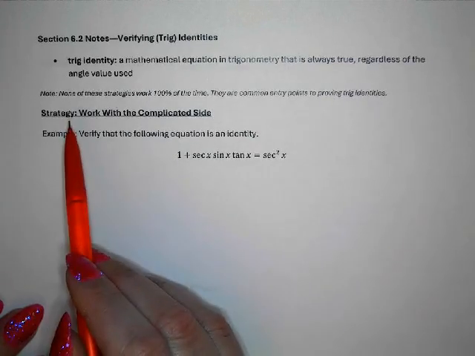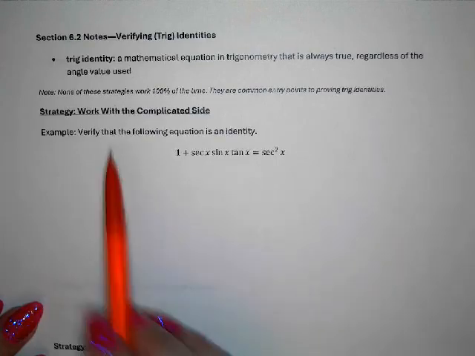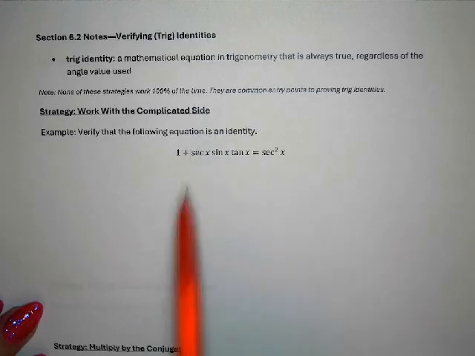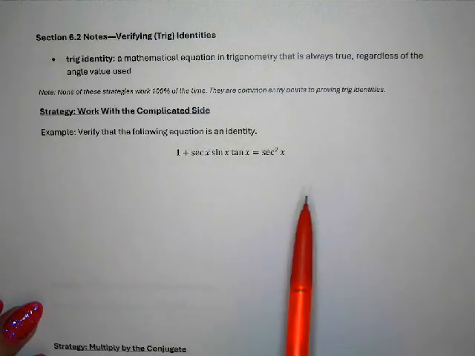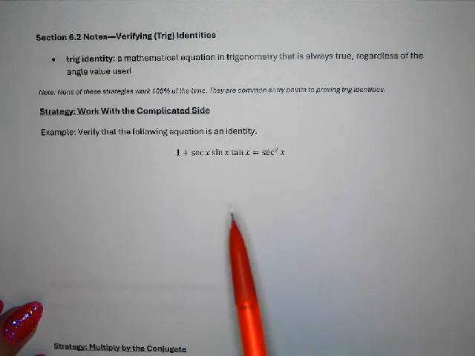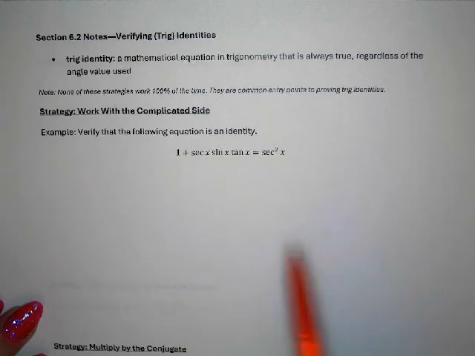One thing that I wanted to say before I start going over different strategies to complete these proofs is that none of these strategies work 100% of the time. They're just common entry points to proving the trig identity. So they're great places to start if you don't know how to get started, and they're things that often work, but that doesn't mean that they will work every single time.